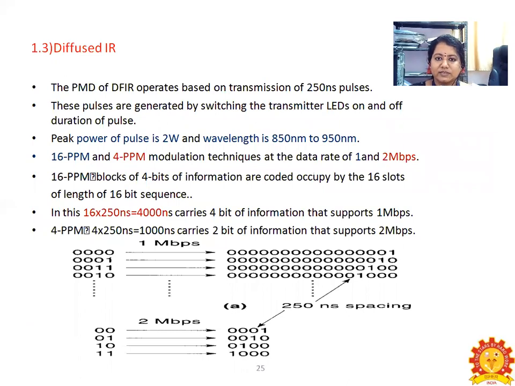Next, the third type is diffused infrared, that is diffused IR. The PMD of baseband IR, that is diffused IR, will operate based on the transmission of 250 nanosecond pulses. These pulses are generated by switching the transmitting LEDs on and off during the duration of the pulse. The peak power of the pulse is 2 watts and the wavelength is 850 nanometers to 950 nanometers. Here the 16-PPM and 4-PPM modulation techniques are used at data rates of 1 and 2 Mbps. In this, 16 times 250 nanoseconds gives a 4000 nanosecond carrier for 4 bits of information, which supports 1 Mbps.